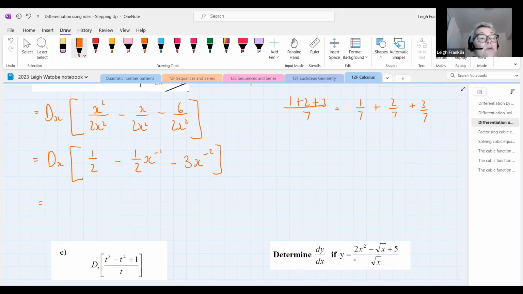The first term is going to be 0. The second term is going to be positive because it's negative 1 times negative 1 over 2, so that will leave me with positive 1 over 2, x to the power of negative 2. A negative times a negative is a positive, so that will leave me with positive 6, x to the power of negative 3. Okay, any questions?